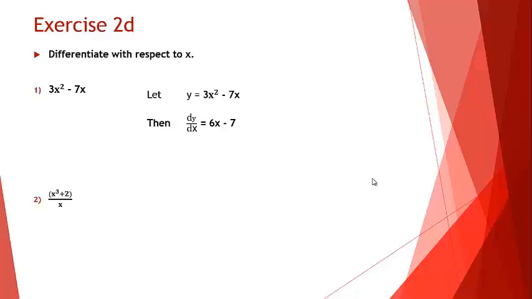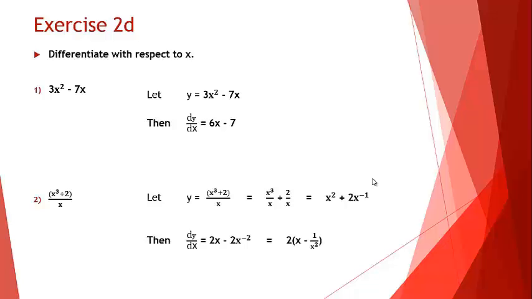If you differentiate x cubed plus 2 over x with respect to x, first we consider y equals x cubed plus 2 over x, and we distribute. If we divide x cubed by x, we get x squared, and 2 over x can be written as 2x to the power negative 1. Then if we differentiate y with respect to x, we get 2x take away 2x to the power negative 2.